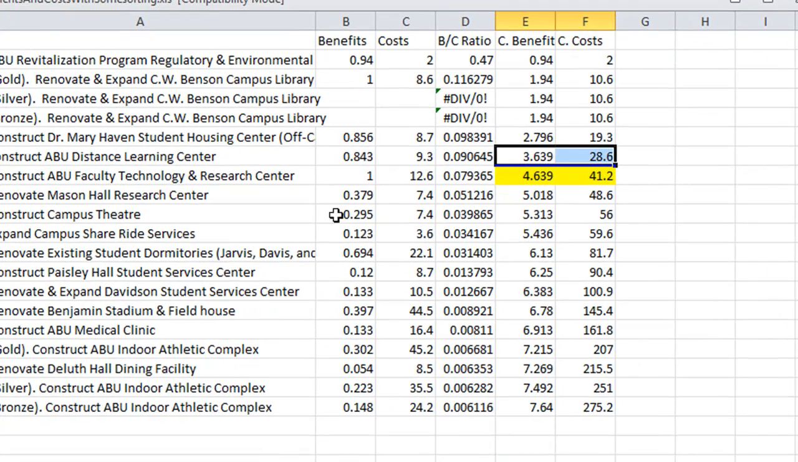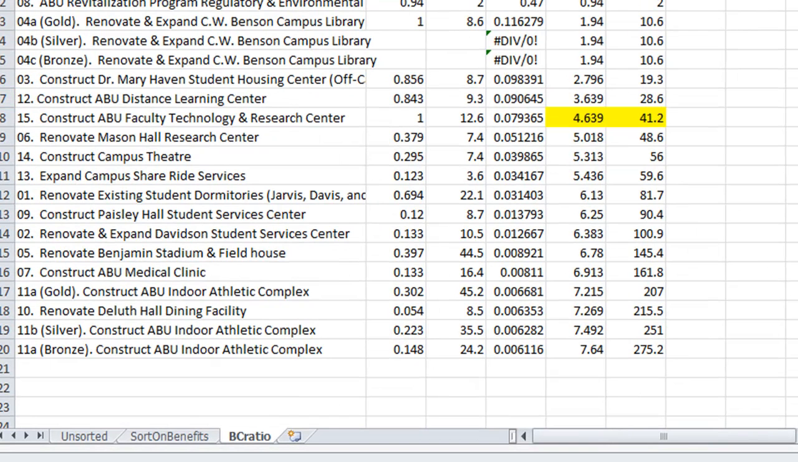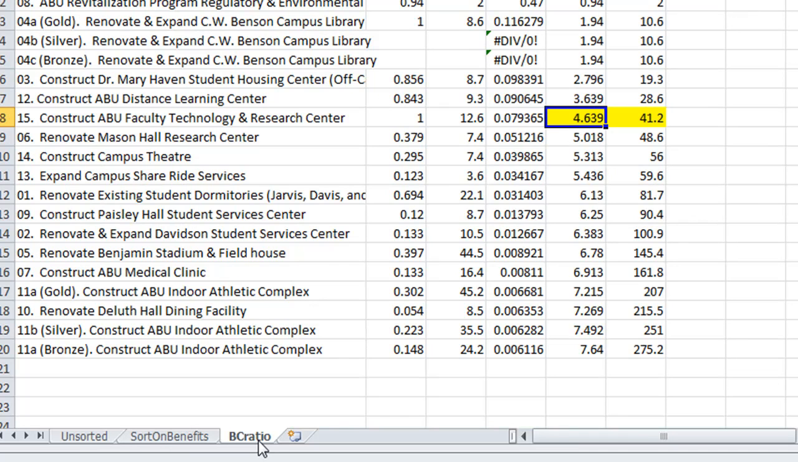Now let's compare that to what we had for just sorting on benefits. And so in this example, the maximum for sorting on benefit cost ratio is the same as the maximum for sorting on benefit. This is not typical. So what I'd like you to do is to do this same exercise, but compare the results if you have a budget of 86.5 million sorting on benefits versus sorting on benefit cost ratio.